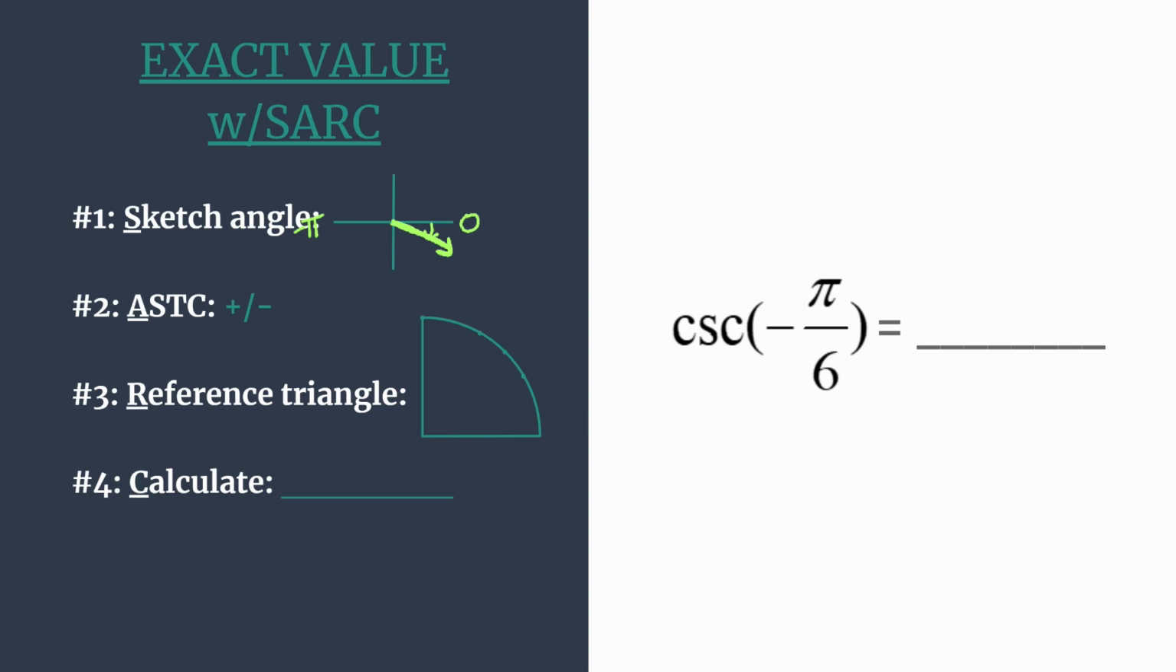A.S.T.C, or think all students take classes, helps us work from quadrant 1 around in a clockwise direction to tell us which trig functions are positive. We won't spend too much time on the first 3, but all students take tells you all are positive in the first. Sine and its reciprocal cosecant are the only ones positive in the second. In the third, it's tangent and cotangent that are positive. We really care about the 4th quadrant here, the C. So cosine and its reciprocal secant are the only positive trig functions in the 4th quadrant.